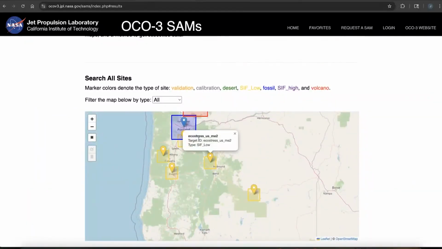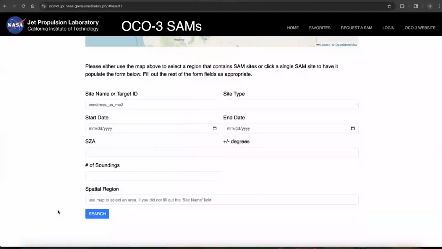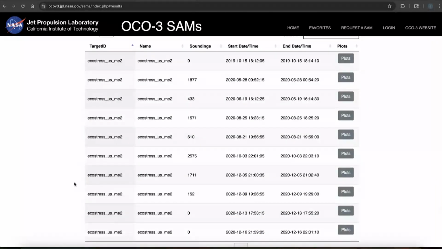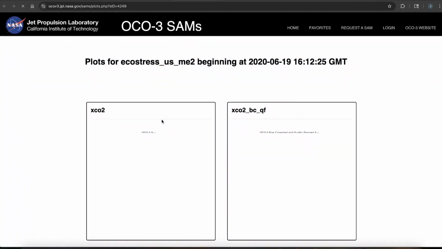And the SIF low site that we can see here is referred to as EcoStress USME2 on the map. Let's now search for all of the SAM acquisitions. The first date we'll want to use is June 19th, 2020, as I mentioned. And let's pull up the tab with the plots.